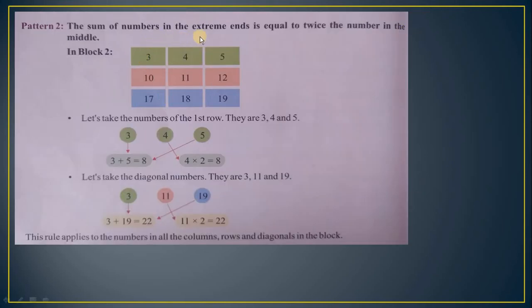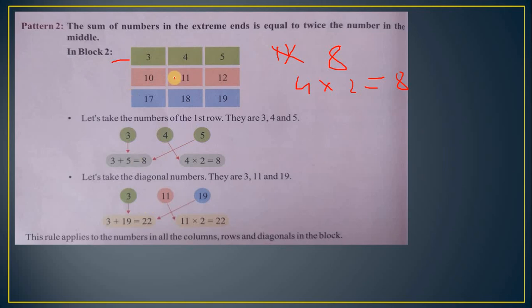Pattern 2 is the sum of the numbers at the extreme ends is equal to twice the number in the middle. Again, you have to take any 3 by 3 data from your month, with 3 rows and 3 columns. This is applicable in each and every row and each and every column. So let's check. Suppose you take this row, 3 plus 5 is 8, and 4 into 2 is 8. So you see both are the same.